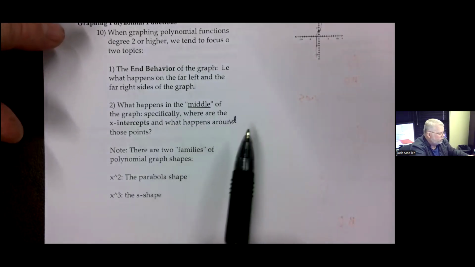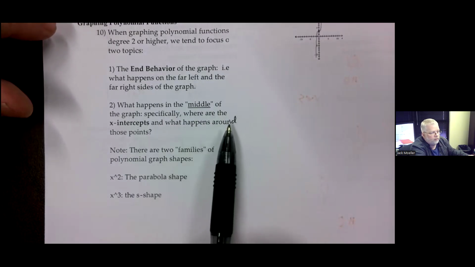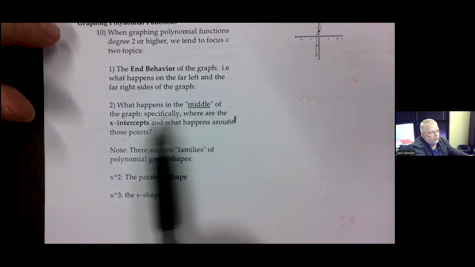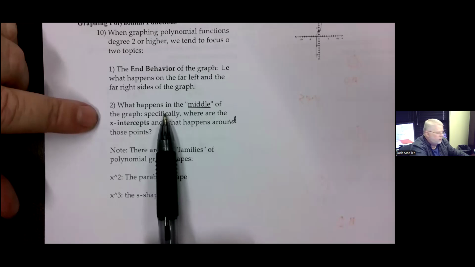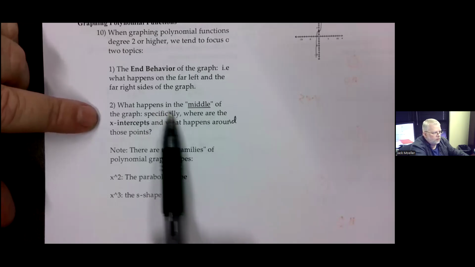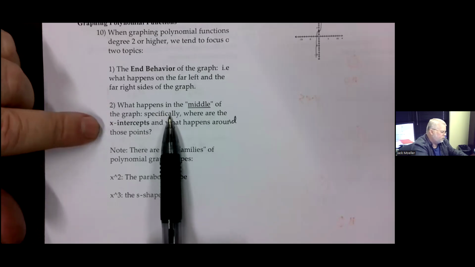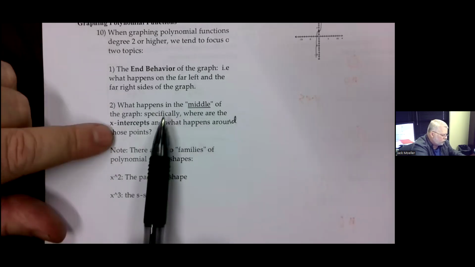The program I use has columns and a lot of times it cuts them off if I'm not careful. All right. The x-intercept stuff is a little bit longer discussion. That's newer stuff, and so we're going to hold off on that for now.